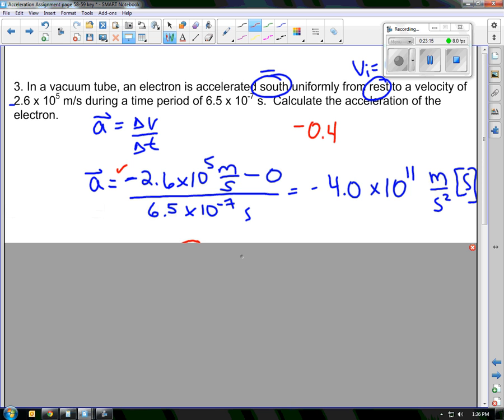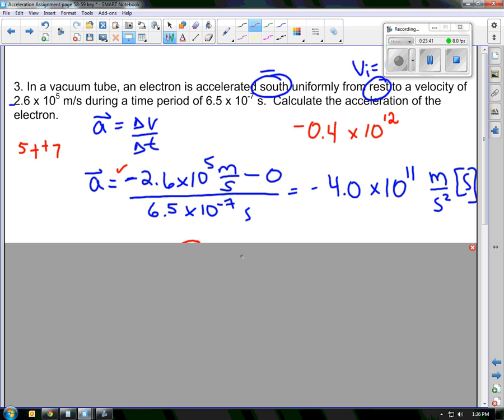Now we have to take care of our scientific notation. So we'll go times 10, and then all you have to do is subtract your exponents. So you just have to go 5 minus negative 7, which is plus 12, right? Subtracting a negative is the same as adding a positive. So it's now times 10 to the 12.